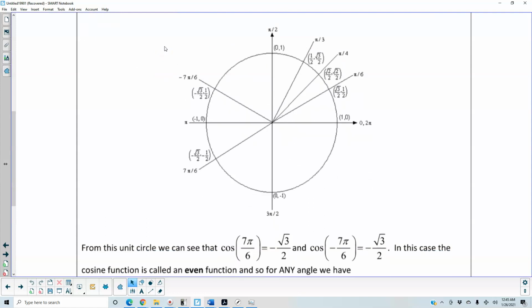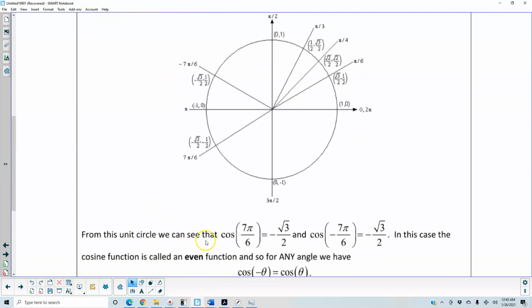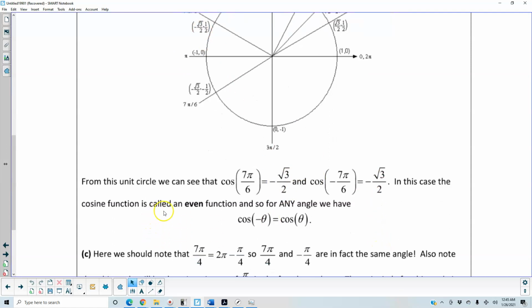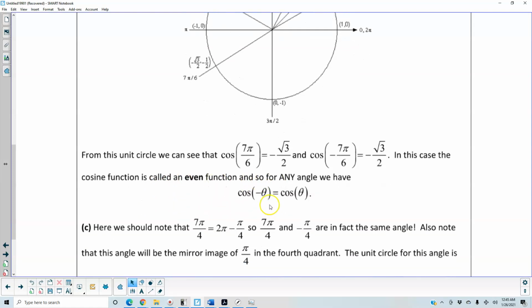So from this unit circle, we can see that the cosine of 7 pi over 6 here, which is the x-coordinate, is negative square root of 3 over 2. And the cosine of negative 7 pi over 6 is the x-coordinate, which is negative square root of 3 over 2. In this case, the cosine function is called an even function, and so for any angle we have, cosine of negative theta is equal to the cosine of theta.